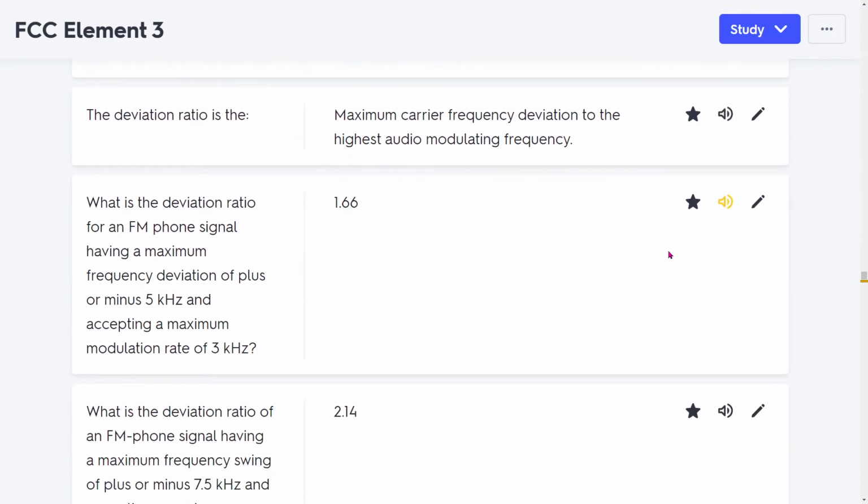What is the deviation ratio for an FM phone signal having a maximum frequency deviation of plus or minus 5 kHz and accepting a maximum modulation rate of 3 kHz? 1.66.